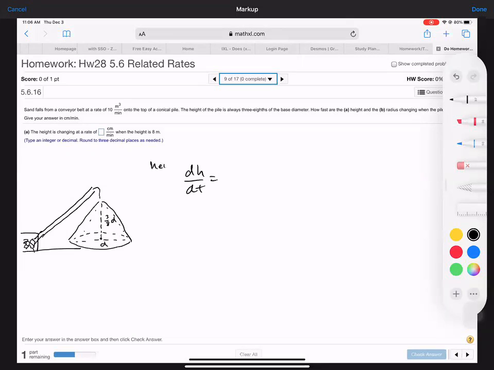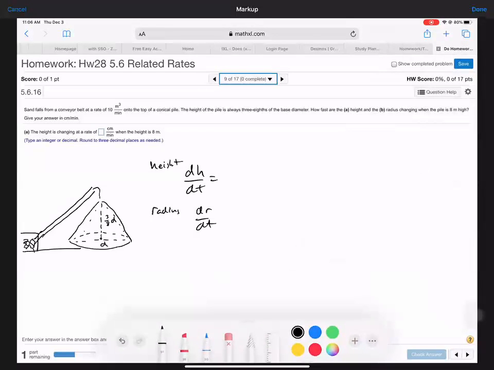This is my height. How fast is the height changing, and the radius of the pile, dr over dt, is changing, when the height is 8 meters high? 8 meters. Give your answer in meters cubed. So the first question is, what is the rate of the height changing?